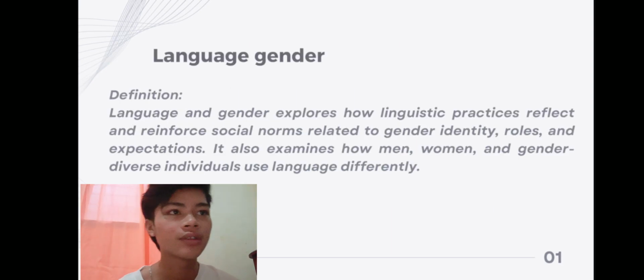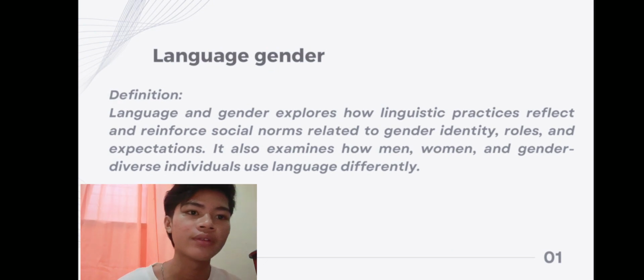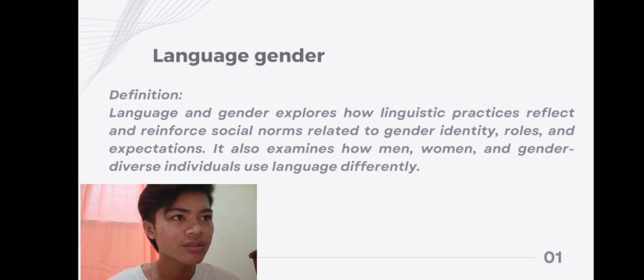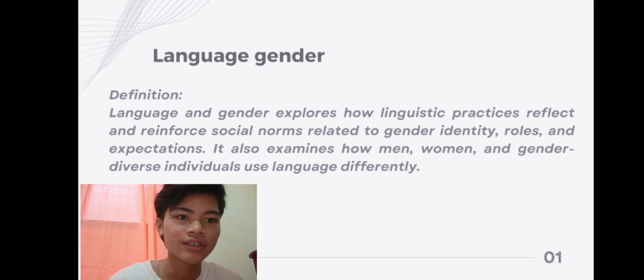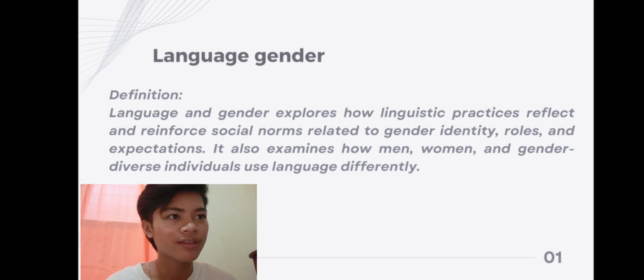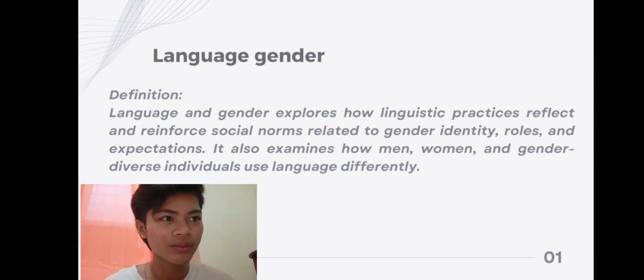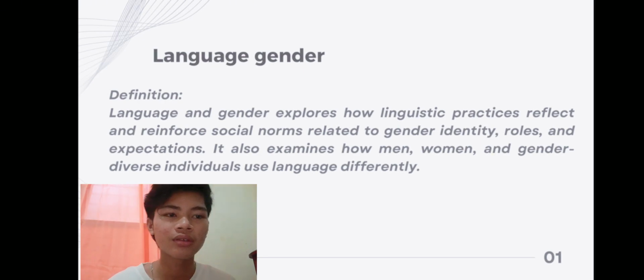Let us move now to language and gender definition. Language and gender looks at how people use language based on their gender identity. It also studies how language reflects society's ideas about gender roles and expectations. Men, women, and gender diverse individuals may speak differently because of how they were raised or the roles society gives them.